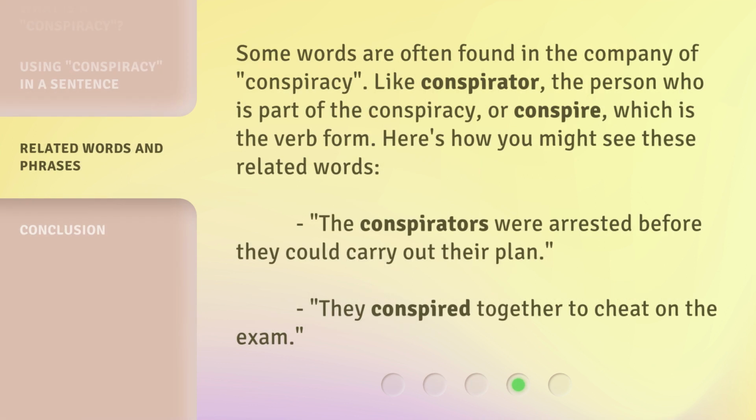Some words are often found in the company of conspiracy, like conspirator, the person who is part of the conspiracy, or conspire, which is the verb form. Here's how you might see these related words. The conspirators were arrested before they could carry out their plan. They conspired together to cheat on the exam.